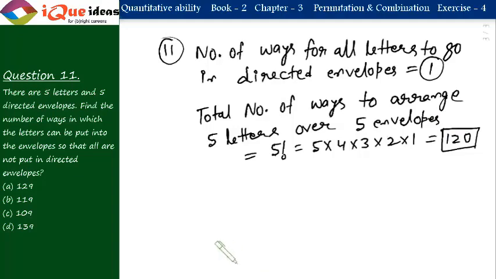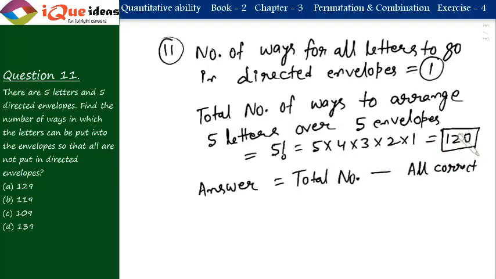Now, out of these 120 ways, there is only one way in which all of them go into the correct envelope. Otherwise, every other way has a situation wherein at least one of them is wrong, right? That is what the question is asking. The question is asking in how many ways they can be put into the envelope so that all are not put in the directed envelope. So our answer would be total number of ways, minus all correct ways.